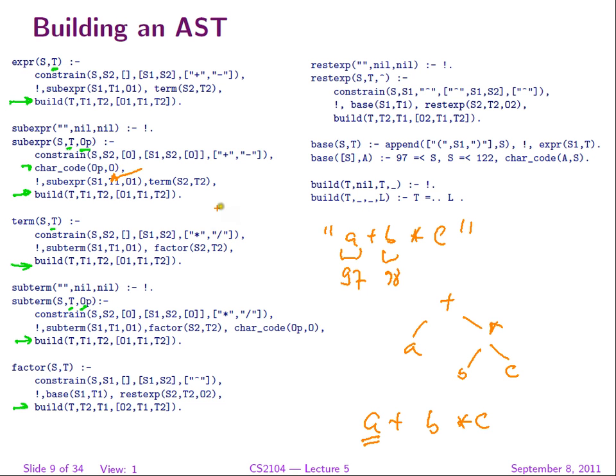All right, so how do we build a tree? Well, we have to see whether we have a residual operator or not, right? So this build procedure will do the following. We are calling recursively sub-expression, and this will return a tree and a potential residual operator. And we are calling term, and this will return a tree. Okay?